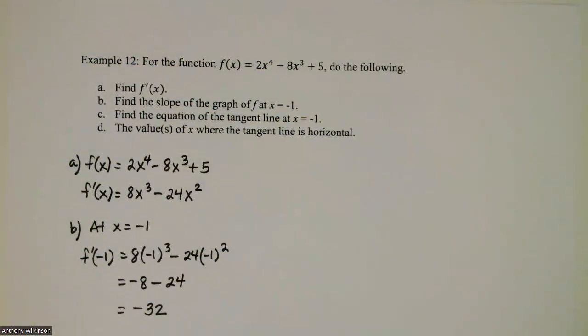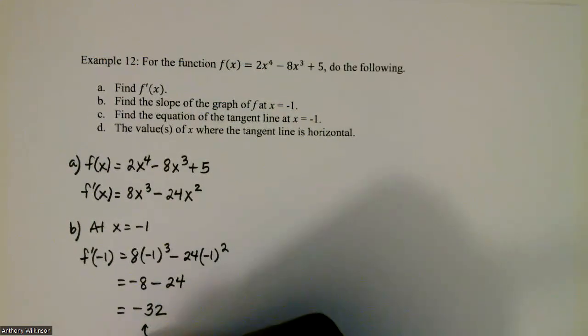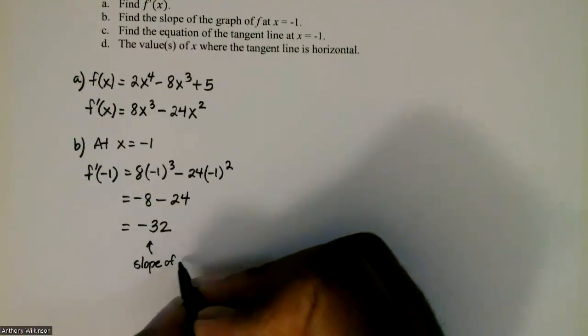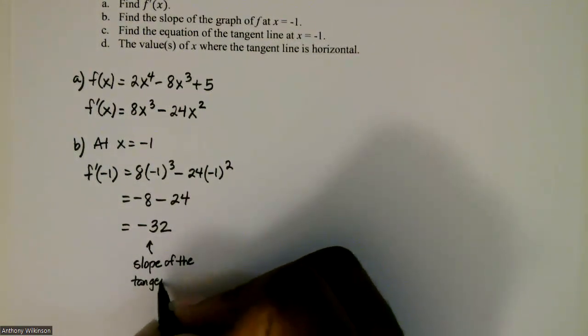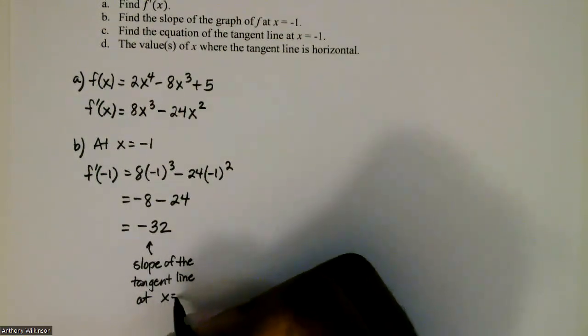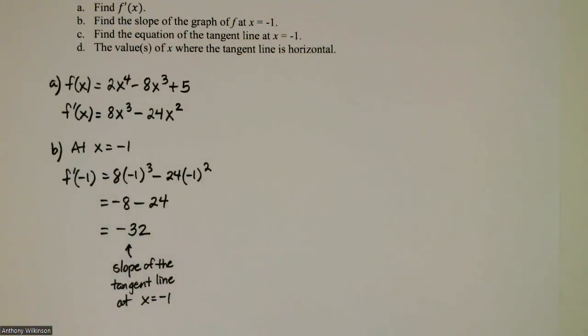That represents the slope of the tangent line at x is equal to 1. I mean, -1. So this is the slope of the tangent line at x equal -1. That's part B.